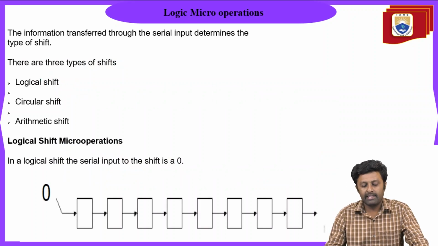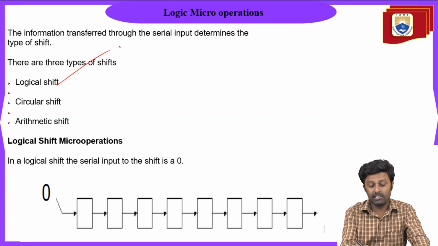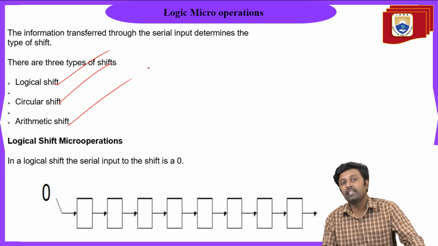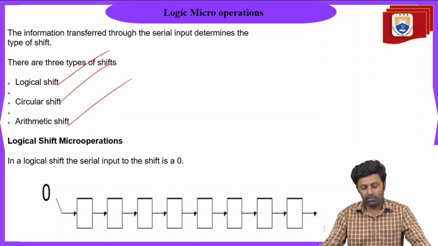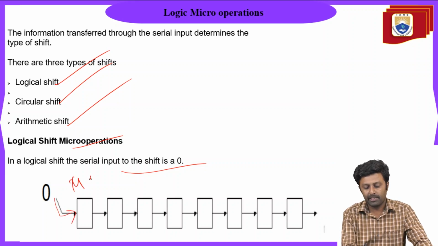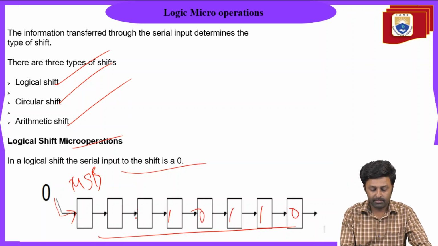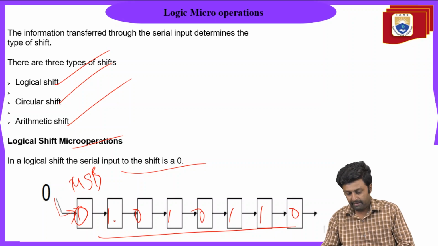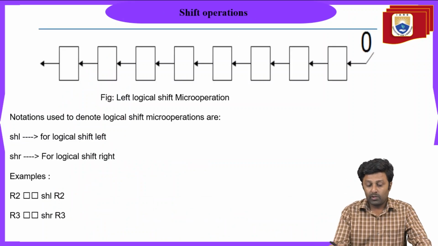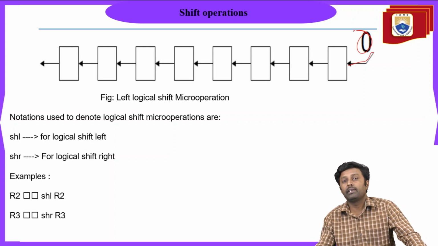As we have seen, there are three types of shift operations: logical shift, circular shift, and arithmetic shift. We'll see these shifts one by one. In the logical shift operations, the serial input is 0, which is appended at the MSB. Let us say this is some data here, 0 1. So here the 0 will be appended. In the logical left shift, the 0 will be added to the leftmost bit.